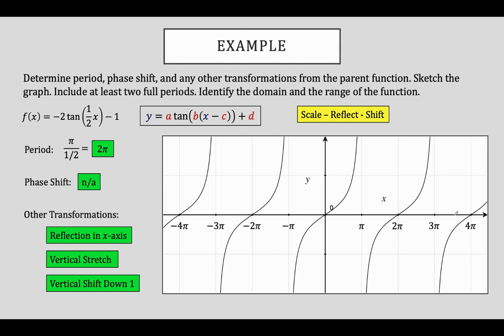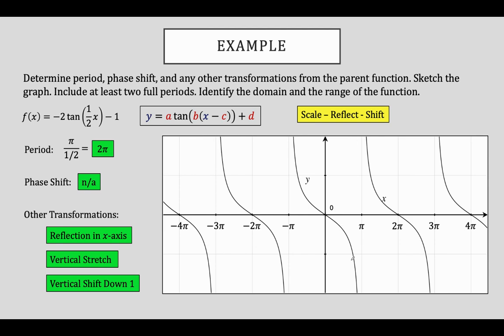Okay. All right, we did our vertical scaling. We did our horizontal scaling. Next, we want to reflect. We have a reflection in the x-axis. Now take that graph and reflect it over the x-axis. That means our graphs are going to go up and down in opposite directions. Okay, we reflected it over the x-axis.